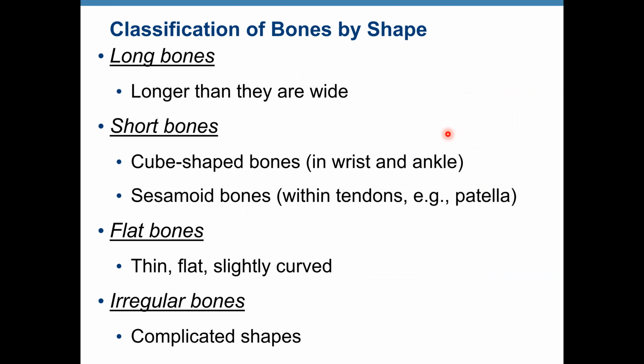We can classify bones based on their shape. Long bones, longer than they are wide. Short bones, cube-shaped bones. And you find them in the wrist and ankle. So it's carpal bones and tarsal bones. Sesamoid bones are also short bones, and sesamoid bones are found within tendons. Example would be patella or your kneecap. Flat bones, they are thin, flat, and slightly curved. And irregular bones, they have complicated shapes.